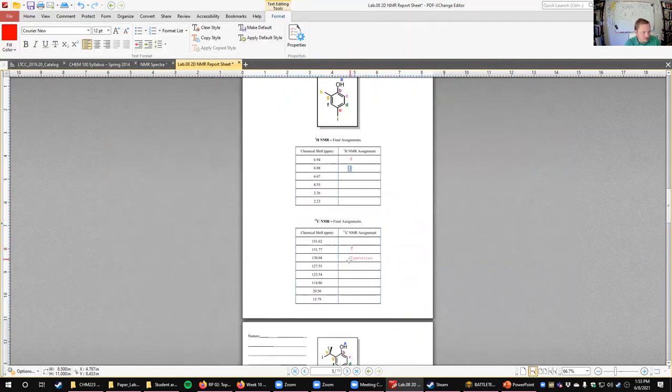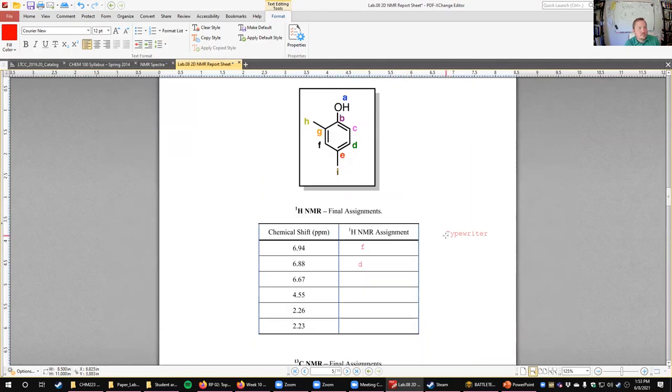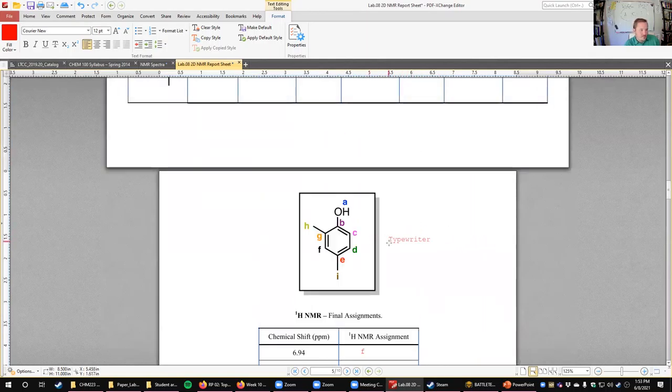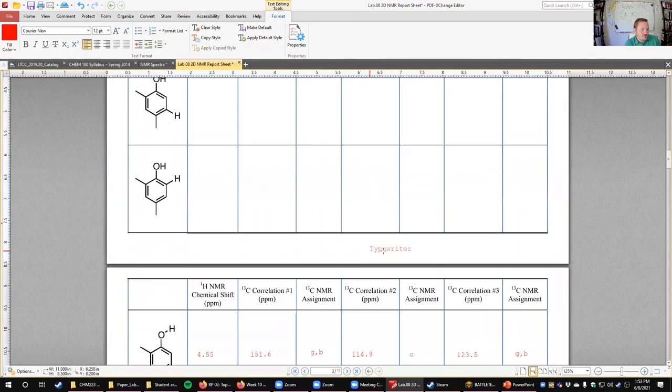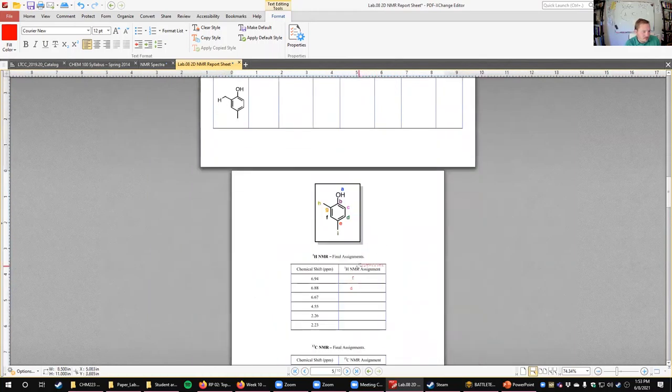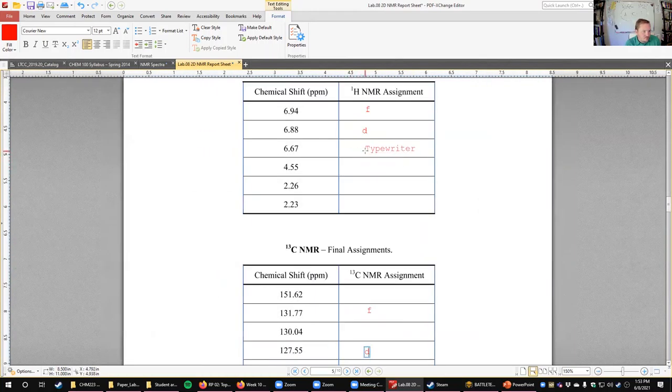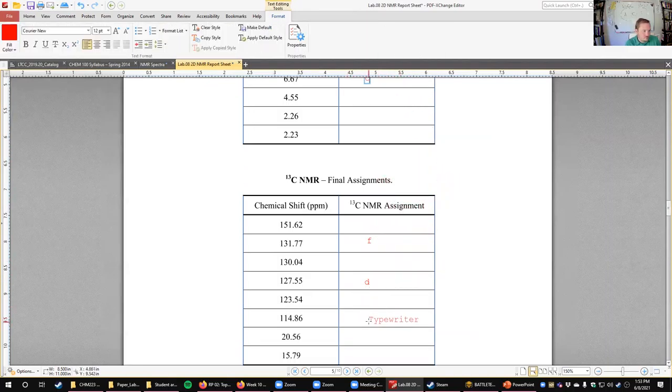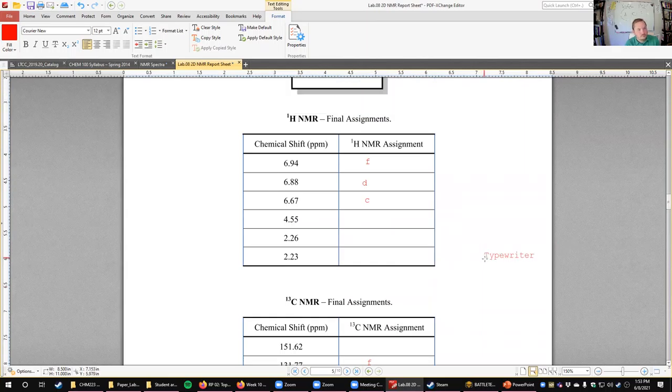And we just got a good chunk of the way there, because now we know 6.88 is D and it goes with 127. And we got the other one that has a proton, right? We know C is 6.67 and 114.